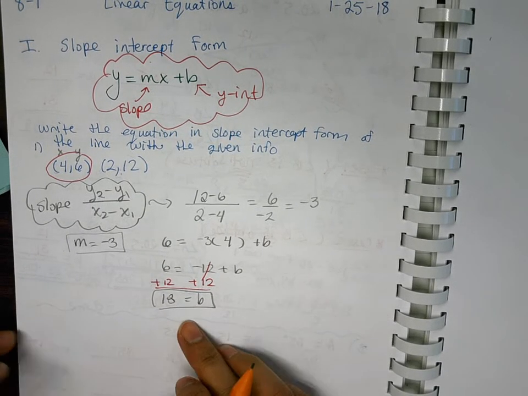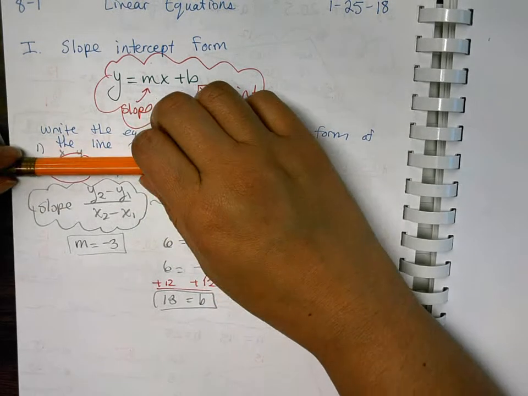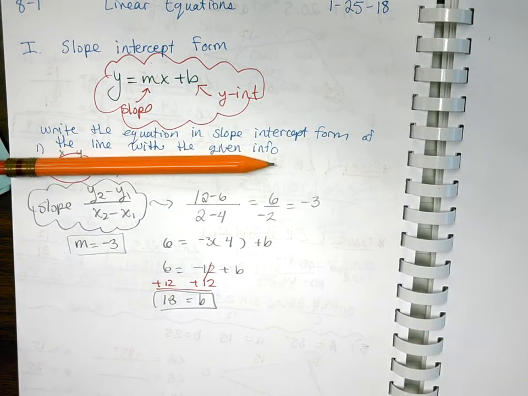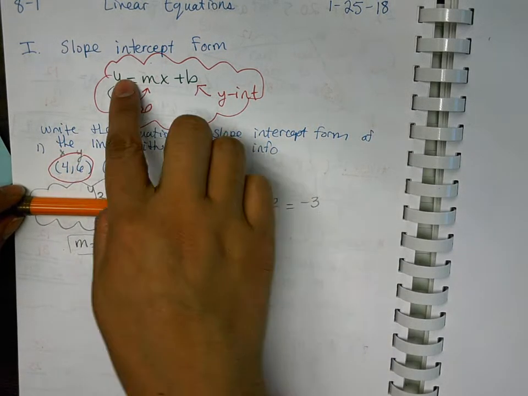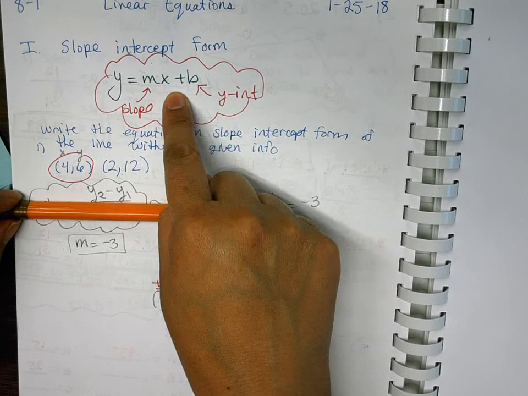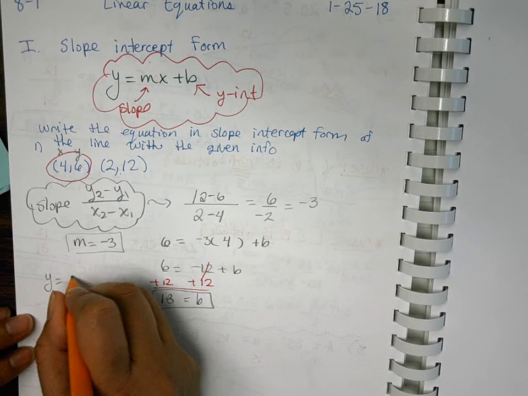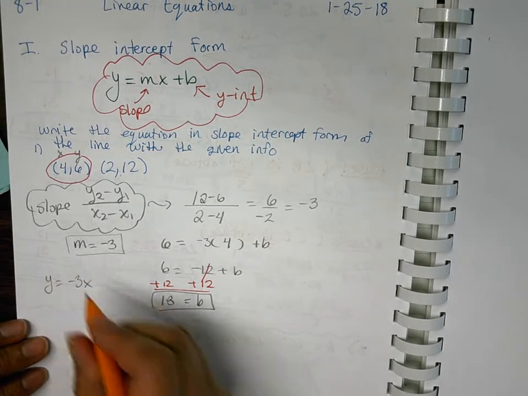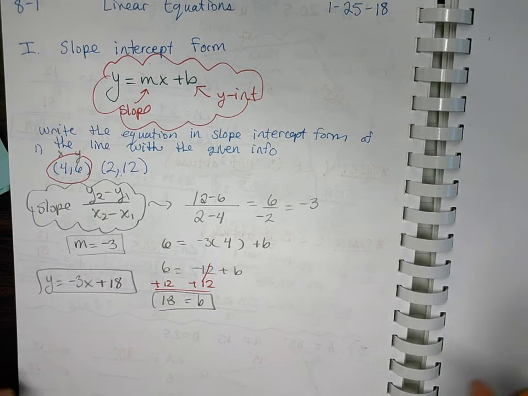Now here's where kids often mess up. When you're writing the equation, you no longer use these points. These points are done with. We only use those 2 points to find the slope and to find the b. Once I have the slope and the b, will I be using these to plug into my y equals mx plus b? No, I do not. y stays y, x stays x. I need those 2 variables for my equation. y equals negative 3x plus what? 18. And that there is your answer.